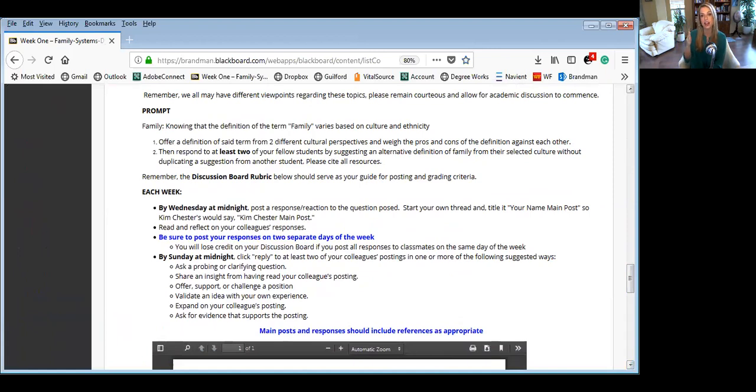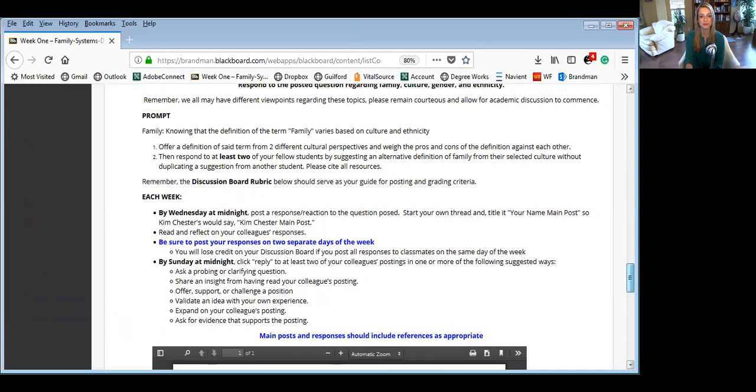So let's say Wednesday, then you post on Friday, and then let's say you post again on Sunday, if you're only doing the minimum of 2 responses. But research shows that when students are engaged more frequently, even for smaller periods of time over the week in their discussion board, the learning is enhanced into the material. And that's really what we're looking for.